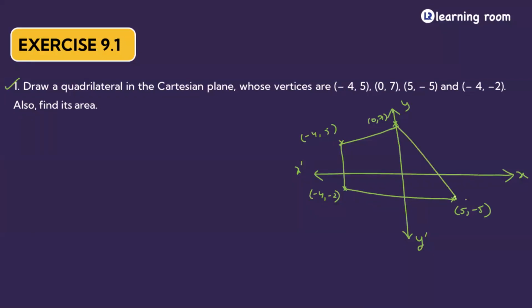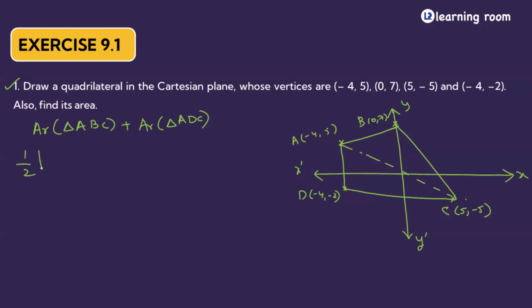So this is the shape of the quadrilateral that we are going to get. Let me call this A, B, C, and D. To find the area of this quadrilateral, what can I do? I break it into two triangles. So the area of the quadrilateral is equal to the area of triangle ABC plus the area of triangle ADC. So what is the area of triangle ABC?